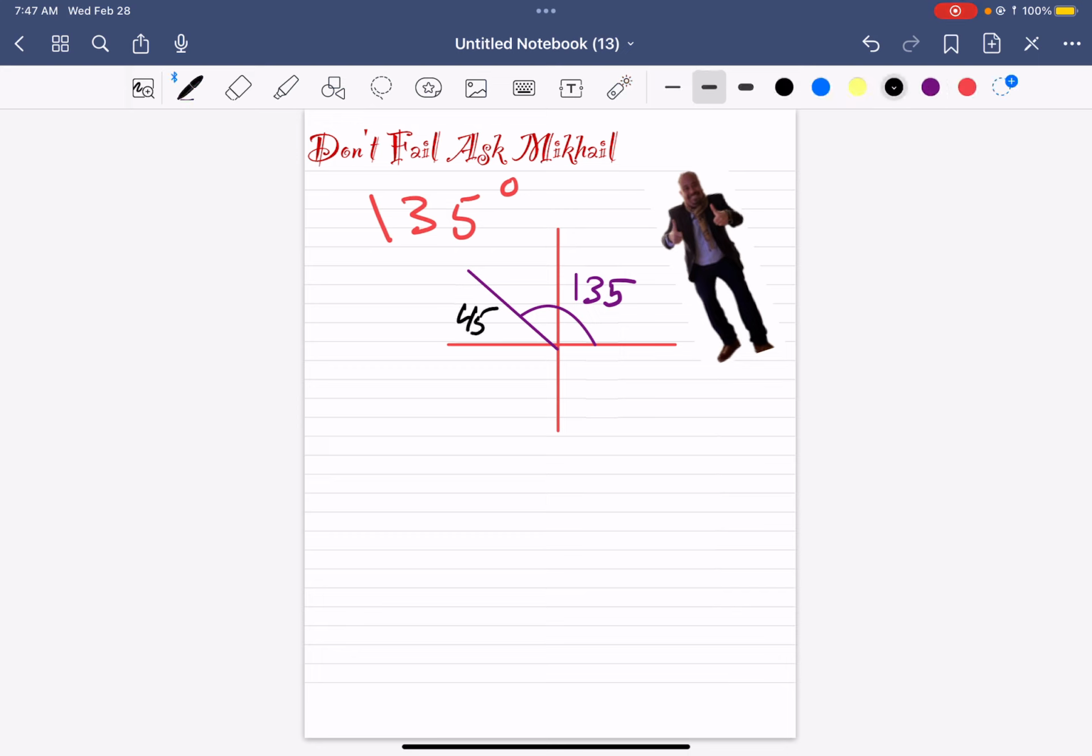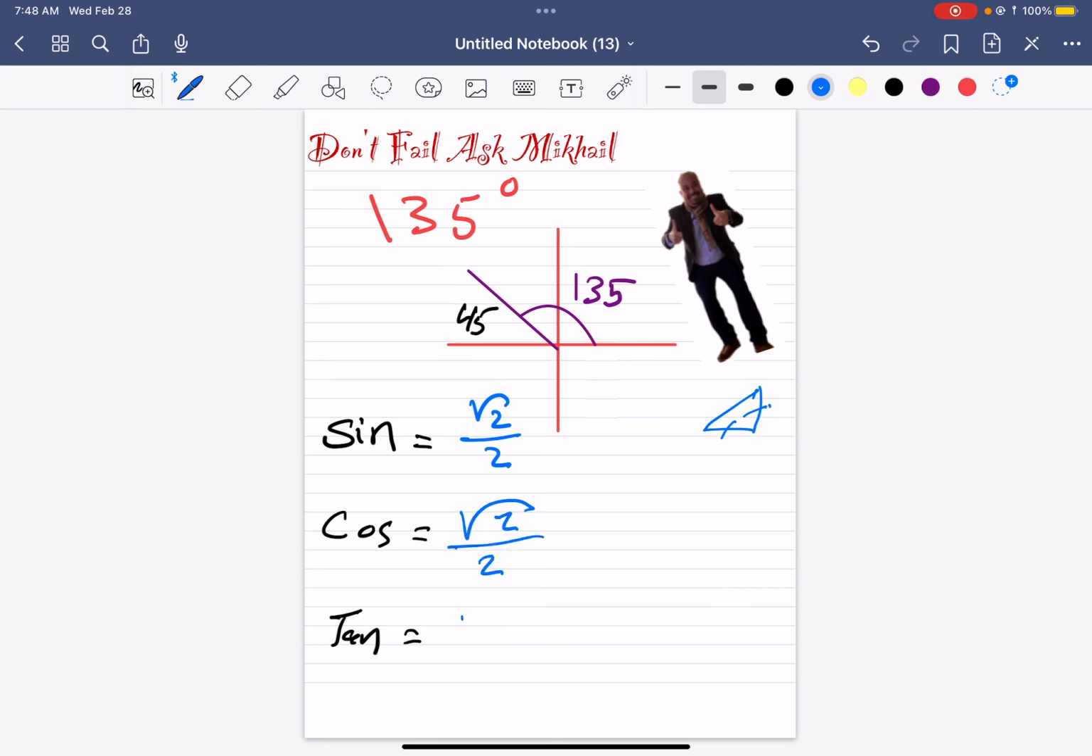So we're going to copy sine, cosine, tangent of 45. And as we all know, sine, cosine of 45 is, I hear someone saying, radical 2 over 2, which is correct. Radical 2 over 2, and because it's an isosceles triangle, the angles are the same, so sine and cosine are both radical 2 over 2.